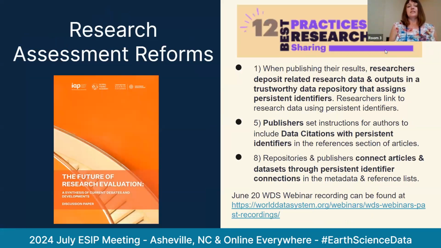Another thing that persistent identifiers really help towards is some of these research assessment reforms. This report came out of the International Science Council last year about the future of research evaluation. And then this last November, we had the new statement coming out about the 12 best practices for sharing research data. And I've highlighted 3 of the 12 that specifically mention persistent identifiers and data citations and these kinds of relationships and interconnections being so important.